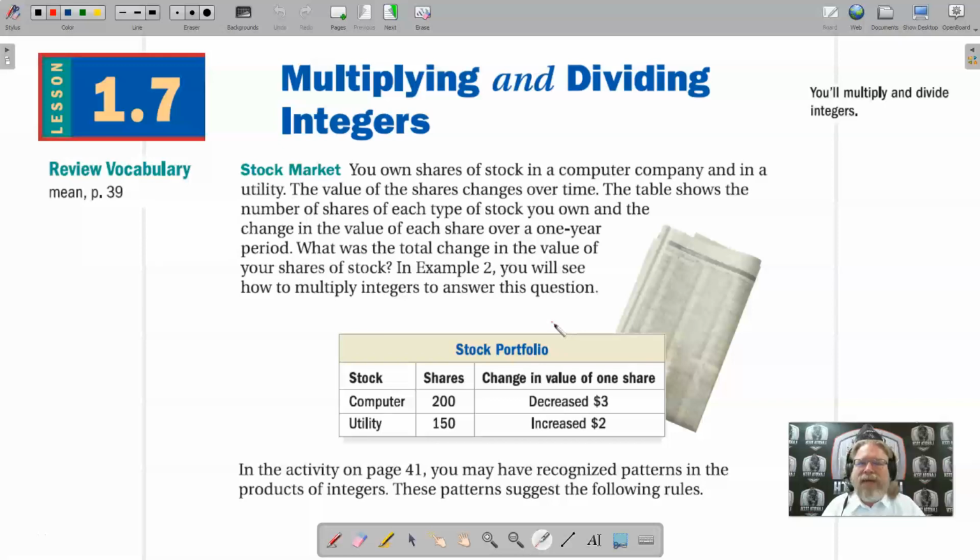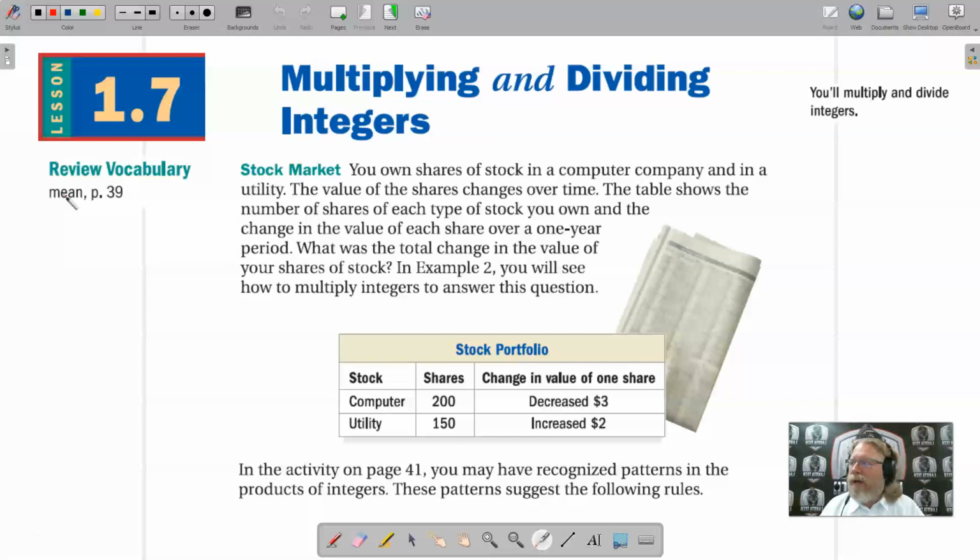Hello. This video is for textbook lesson, chapter 1 and lesson 7. That lesson is titled Multiplying and Dividing Integers, where our objective is that you will, well, just what the title says, we're going to multiply and divide integers.